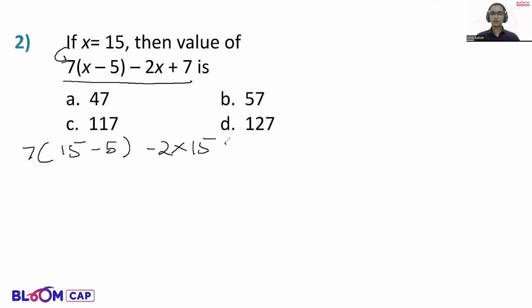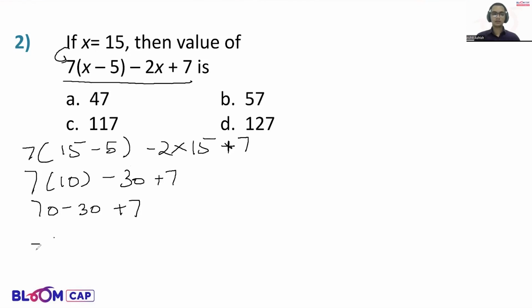2x was there, we wrote it as 2 into 15 plus 7. Right? So what is this? 7 into 15 minus 5 is 10... minus 2 into 15. We can write 2 into 15 as 30, plus 7. Now this is 70 minus 30 plus 7. This 70 minus 30 is 40, plus 7 is equal to 47, which is our answer in this case. So what did we do? We simply put the value of x equal to 15 in this equation and we got the answer. Right. Now let's move on to the next question.